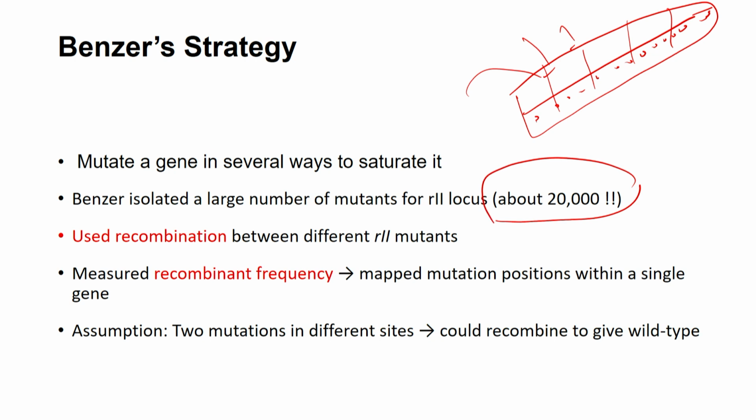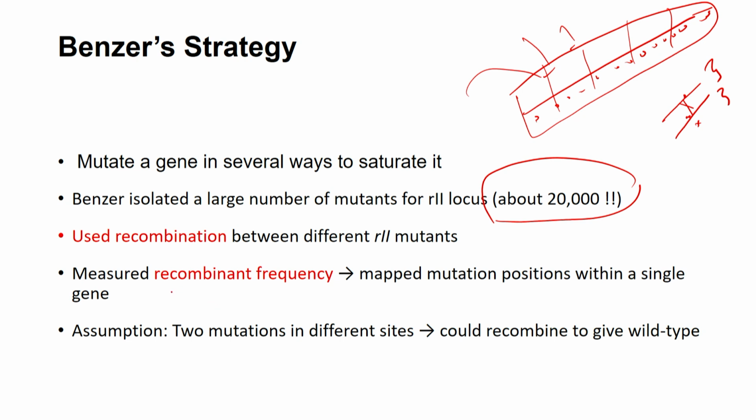Then he had this gene with this mutation, and the same gene with another mutation at a different position in the same locus, and he started testing these mutations with each other. And then he measured the recombination frequency, whether there is any recombination between these two mutations or not. If the recombination frequency is high, it means these mutations are far apart. If the frequency is too low, then they are close to each other.